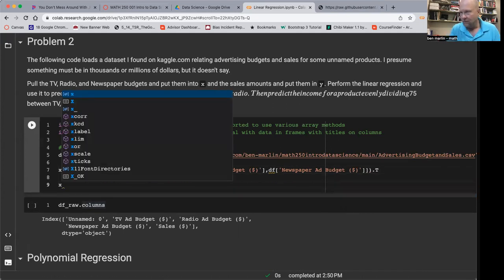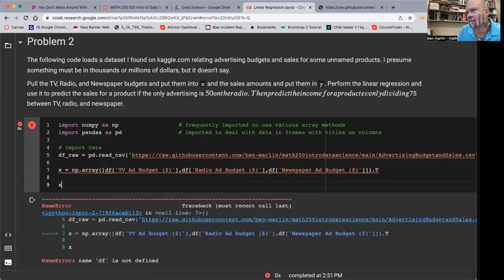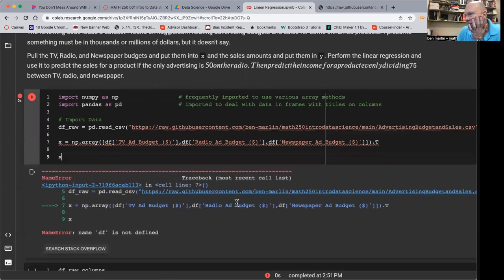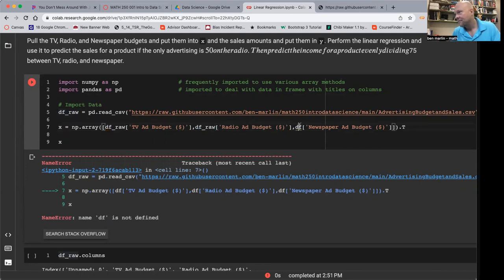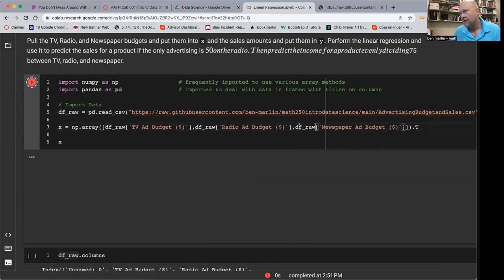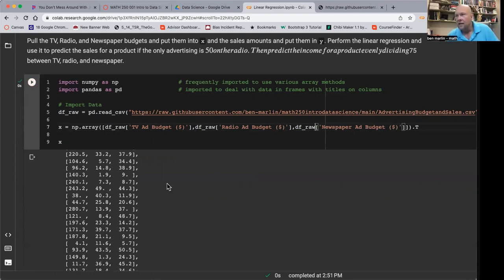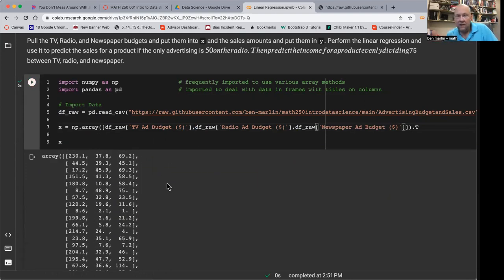So let me tell it to show me X. Oh, it gave me an error. What was the error? df is not defined. Well, of course it's not defined because it was not named df. It was named df_raw. What was I thinking? Should have just named it df. Okay, does that get it? Yeah. Now you can see what it looks like there.